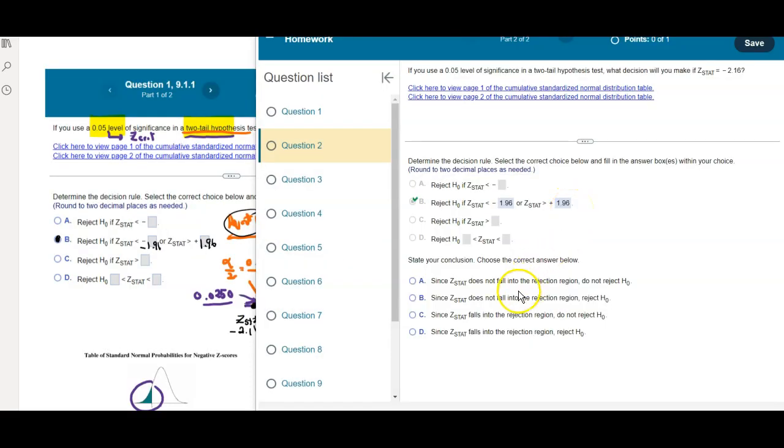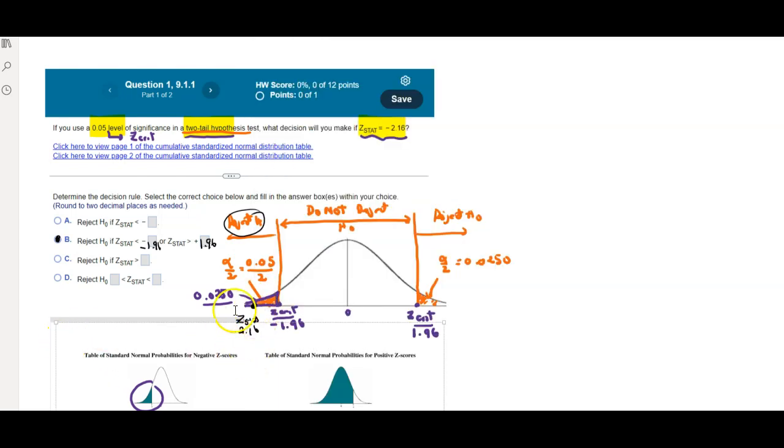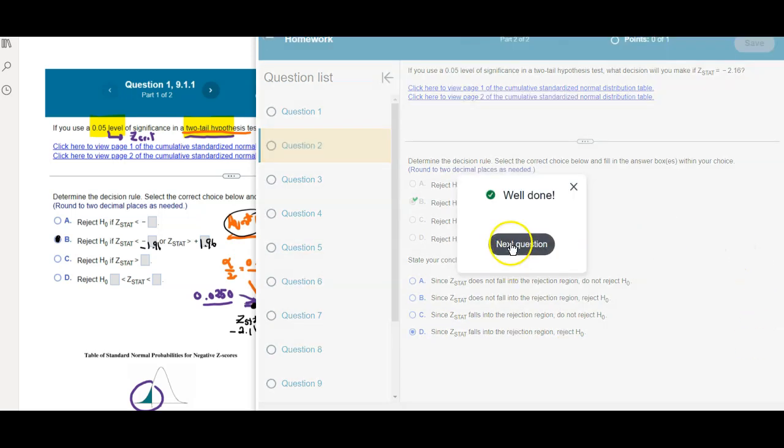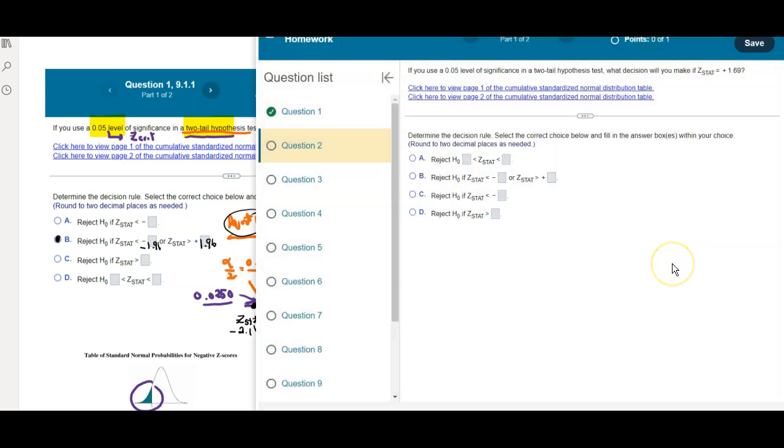There was an additional question here. We have to choose the multiple choice which matches our scenario. The Z-Stat falls outside of the not-reject zone. So the appropriate choice would be, since Z-Stat falls into the rejection zone, which is this, we reject H0. We are going to check it, and I think that is all. Okay, that is the first question.